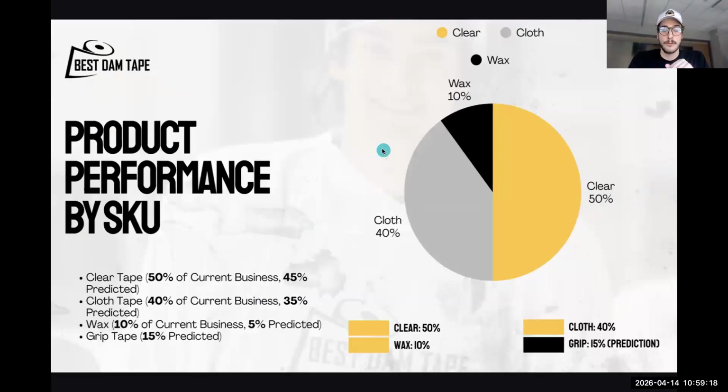And then this is our product performance by SKU. Our clear tape was our hero, it was our beginning SKU that got us off the ground. So it still holds a lot of our sales along with our cloth tape. Our wax is only 10% and our projected for our grip tape is about 15% as we move into more wholesale deals.